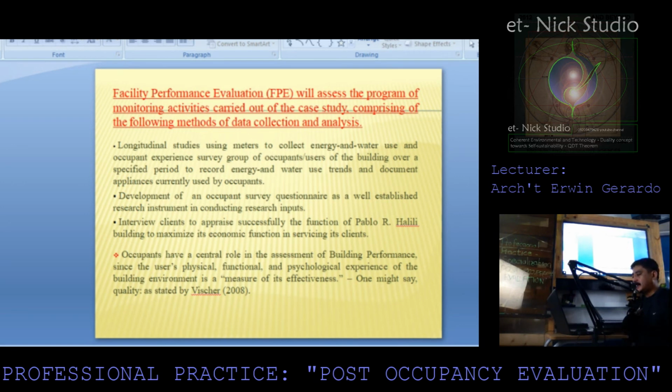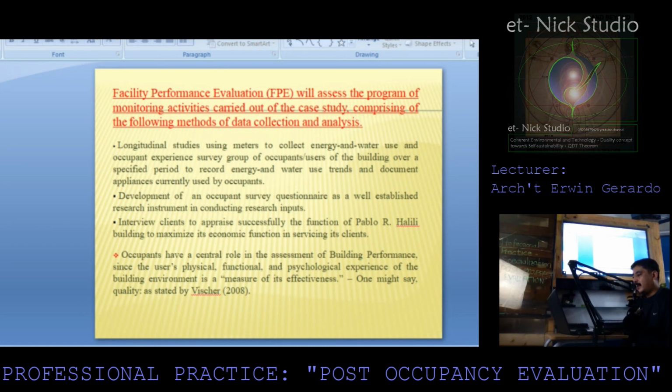Next is development of an occupant survey questionnaire, as well as an established research instrument in conducting research inputs. Interview clients to appraise successfully the function of the Pablo R. Halili building to maximize its economic function in servicing its clients.